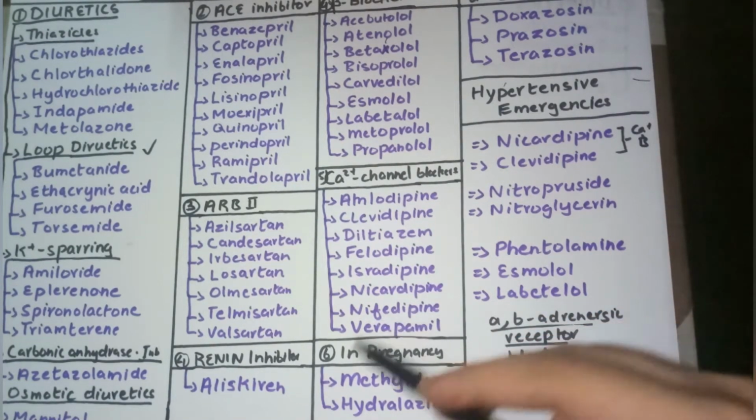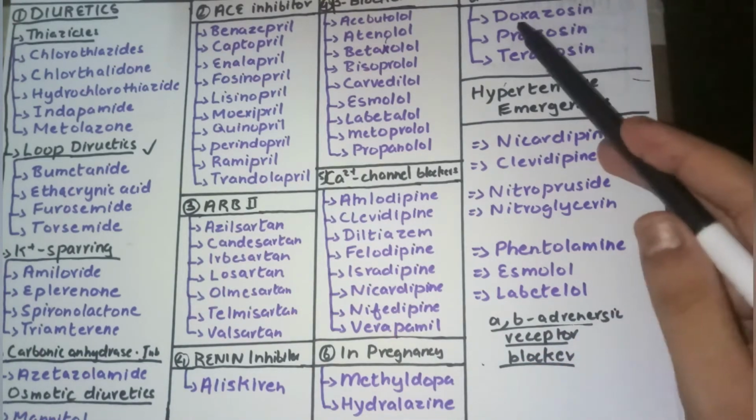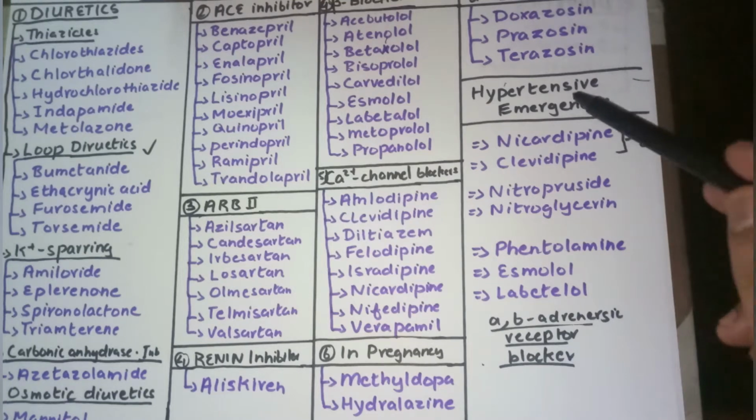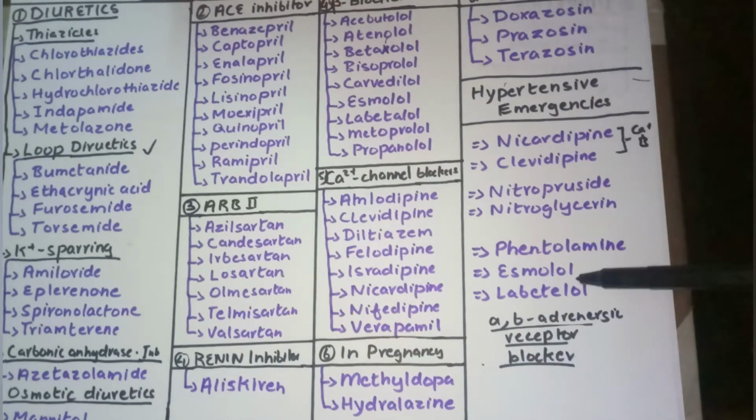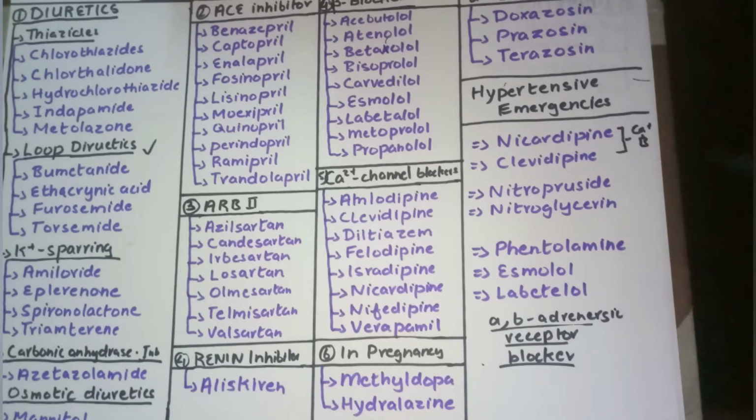And some drugs are only used in pregnancy, like methyldopa and hydralazine, and some alpha blockers, and some drugs in hypertensive emergencies like nicardipine, clevidipine, nitroglycerin, labetalol, all these. So we are not going to go into big detail on these. I will go into small details but not big detail.